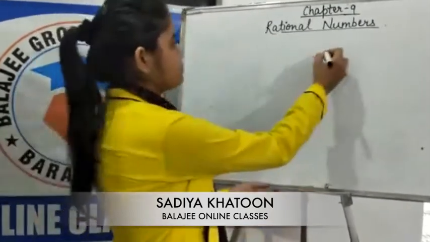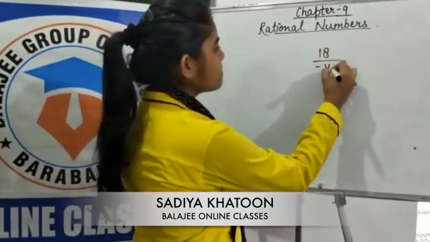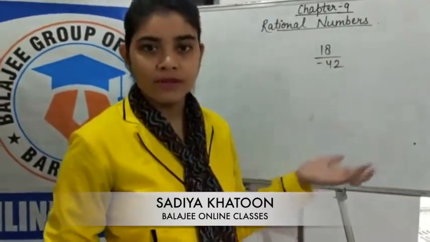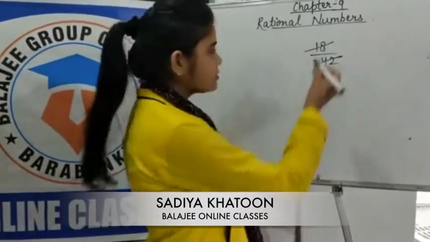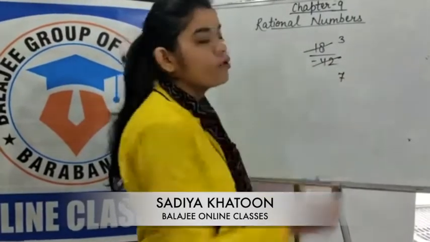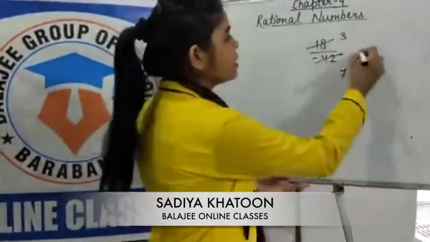If we have to represent the rational number in the standard form, it means you have to simplify it and write it in the simplest form. If it is 18 upon minus 42, then what you have to do? You have to cancel it out. You have to simplify it by the table of 6. I am doing it. 6 3s are 18 and 6 7s are 42. So what it will be?